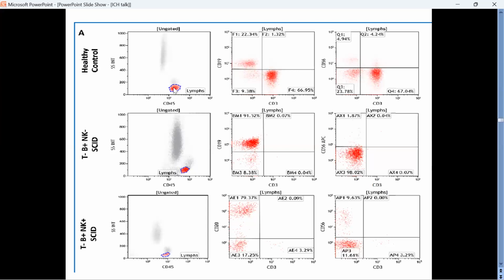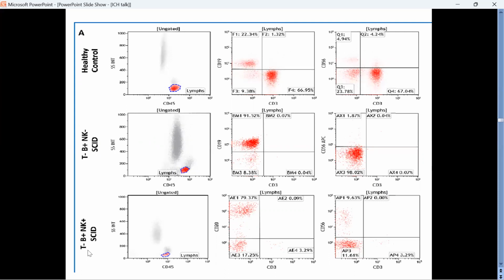This is a healthy control. Again, you get the lymphocytes, you see the B cells, the T cells, the NK cells beautifully there. And in different SCID types, you can see this is T negative, B positive, NK negative, which means the T cells are not there, B cells are present, NK cells are not there. So based on the presence of the populations, we give the phenotype name, a particular type of SCID.